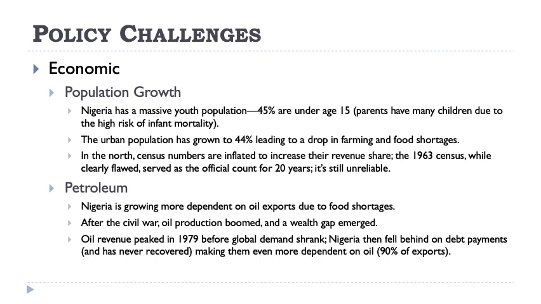And then, of course, there's oil. Nigeria is growing more dependent on oil exports due to food shortages because fewer people are growing food. They can't put it in the market, and so they have to rely on the oil. After the Civil War, oil production boomed, and a wealth gap emerged, which is to be expected. And of course, at the same time, other oil-producing countries were doing really well, like the Mexican miracle we talked about.